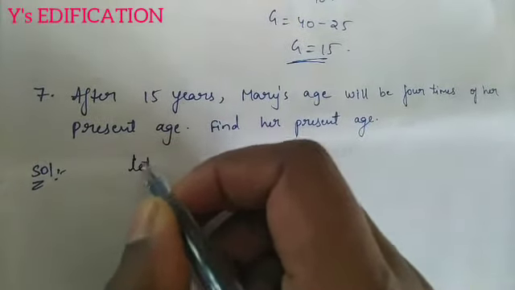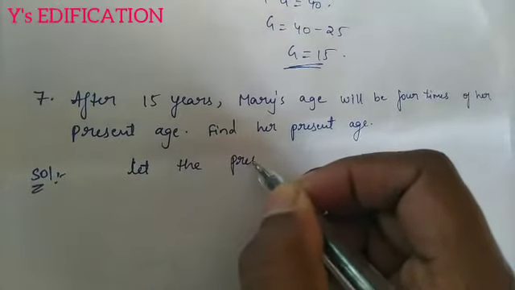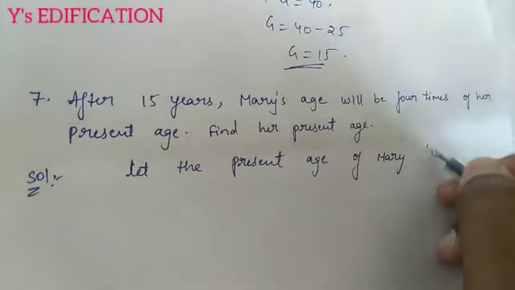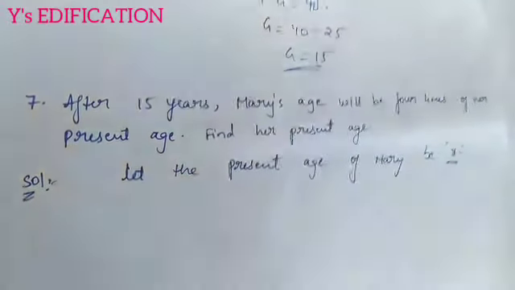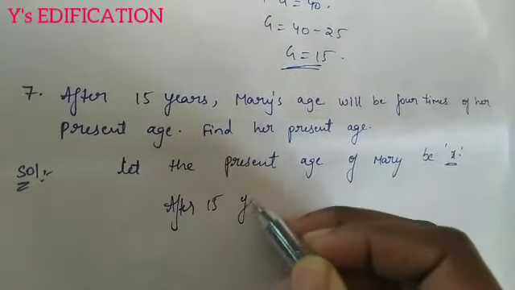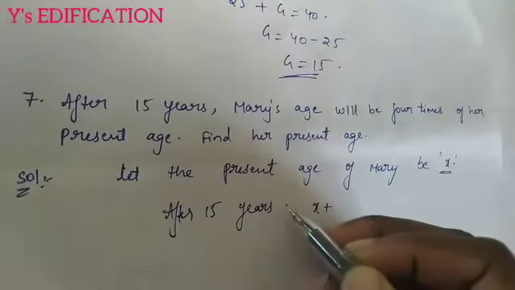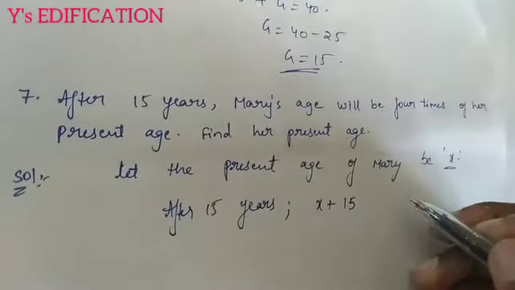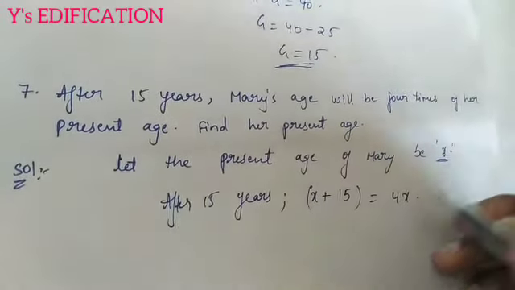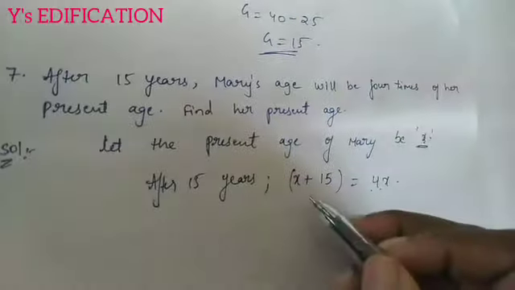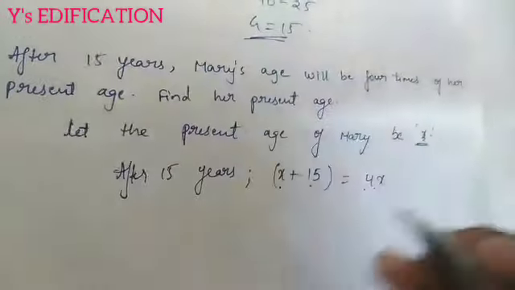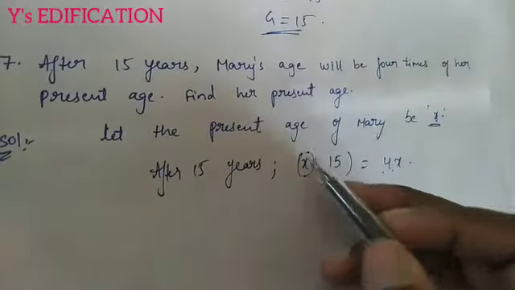So let the present age of Mary be x. After 15 years means 15 years will be added to the present age, x plus 15. Her age will be 4 times her present age. What is the present age? x. 4 times means 4 into x. So x plus 15 is equal to 4x.